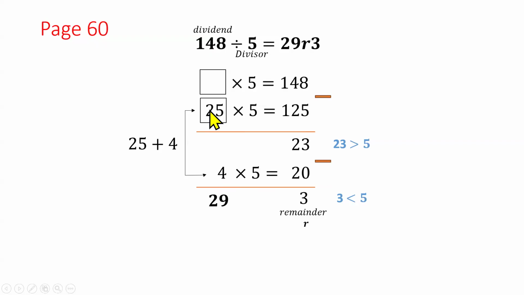And I add the numbers which I suggested, 25 and 4. I have chosen these numbers to be multiplied by 5. So I add these part numbers, the 25 and the 4, which is 29. And this is our result, the 29. And the remainder is 3.